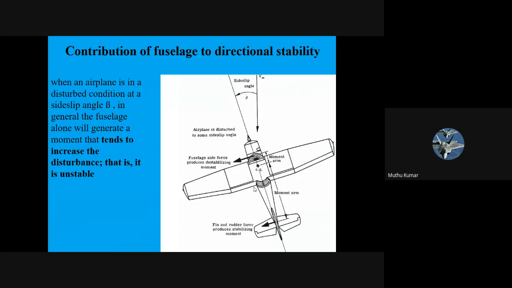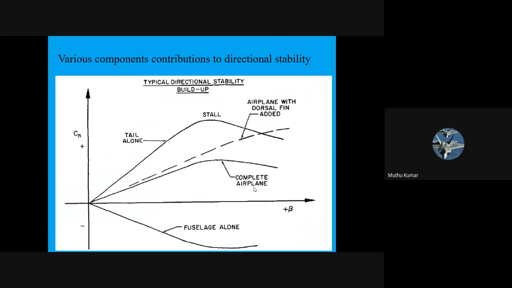Okay, so what happens to the fuselage? The fuselage is actually creating an unstable moment in directional stability. Okay, so this is a final diagram. Tail alone is always stable, but when it is after stall, it becomes unstable because it's a negative slope. But when you add a dorsal fin, even after the vertical stabilizer stalls, this dorsal fin will take care. So again, it's going to be a positive slope. For directional stability, you want positive slope.